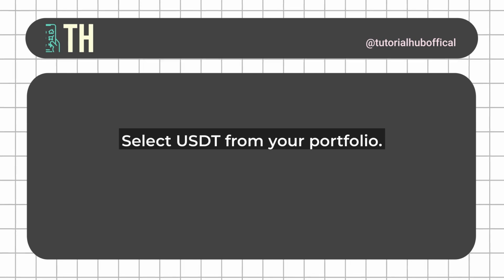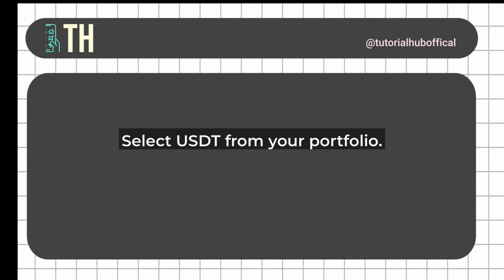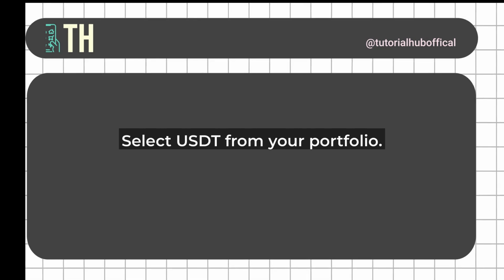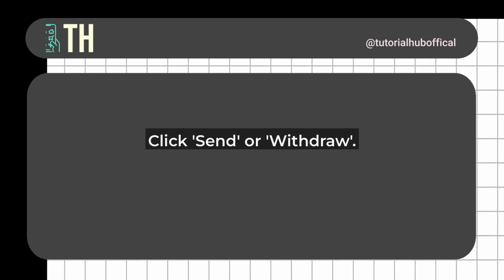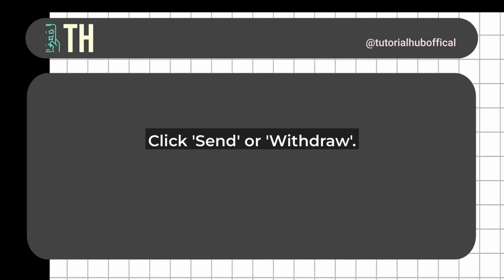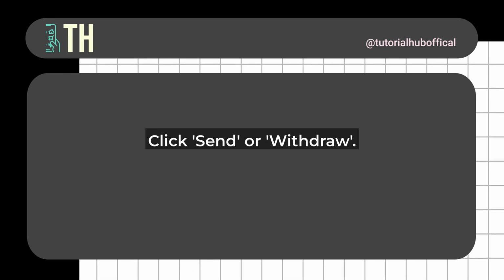First things first, make sure you're logged into your Coinbase account. If you don't have one, sign up and verify your identity. It's crucial for security. Once you're in, head over to your portfolio and select USDT from your list of assets. This will take you to the USDT dashboard.